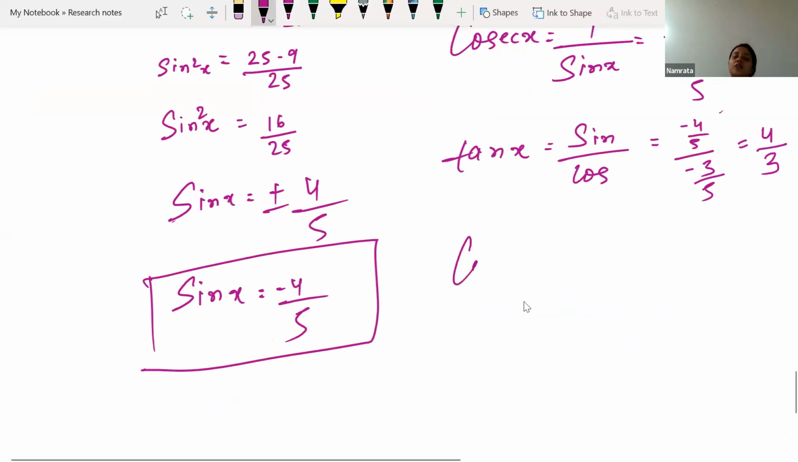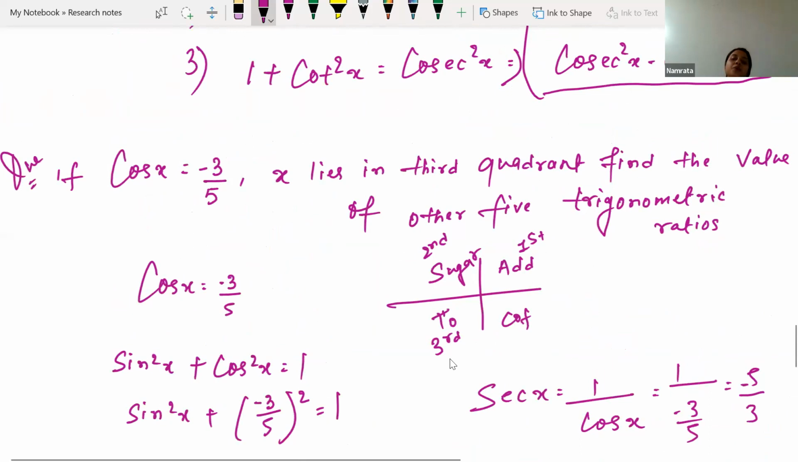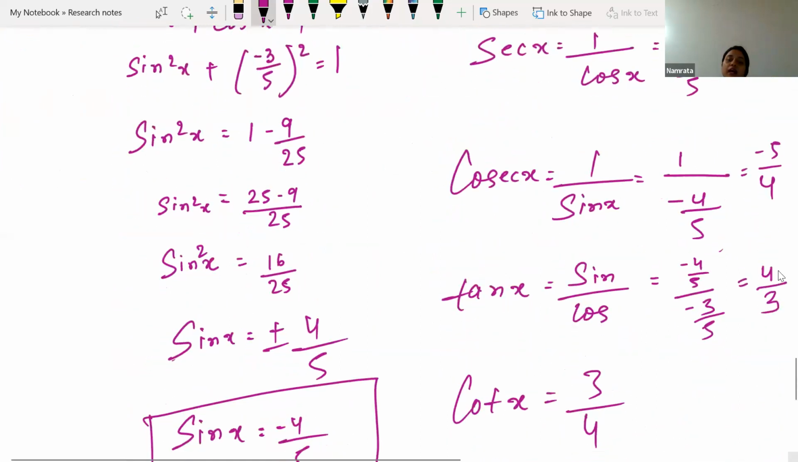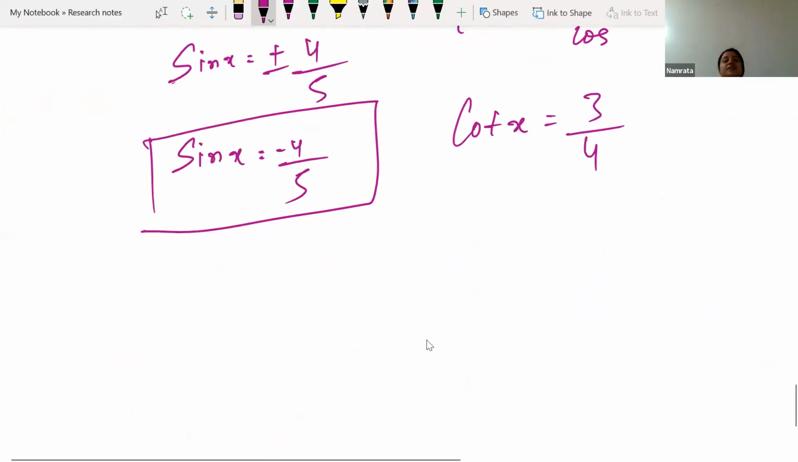Similarly, you will get cot x value, that is the reciprocal of tan, so 3 by 4. Okay? As I said, third quadrant means tan will be positive and cot will be positive. So you can see here, sec is negative, cosec is negative, tan is positive, cot is positive. Okay? So this is how we will find the other trigonometric ratios. When one of the trigonometric ratios is given, we have to be careful which quadrant it is talking about: first quadrant, second quadrant, third quadrant, or fourth quadrant. Accordingly, we will take the sign.